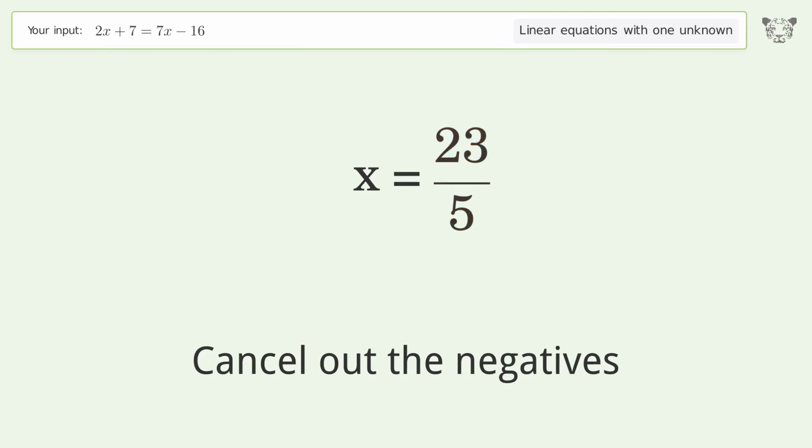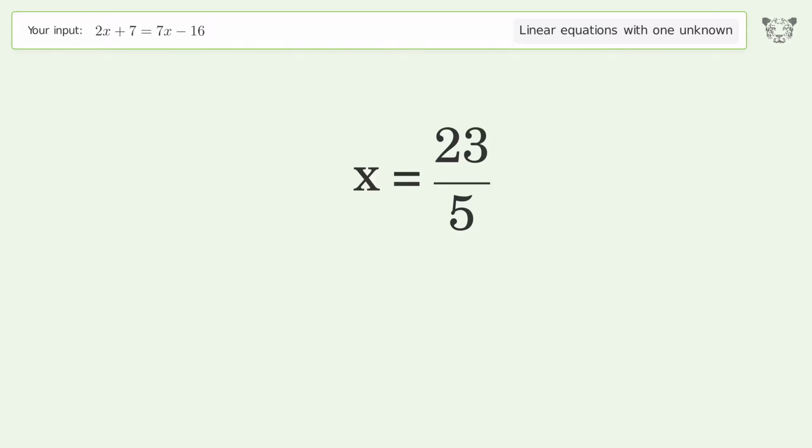And so the final result is x equals 23 over 5.